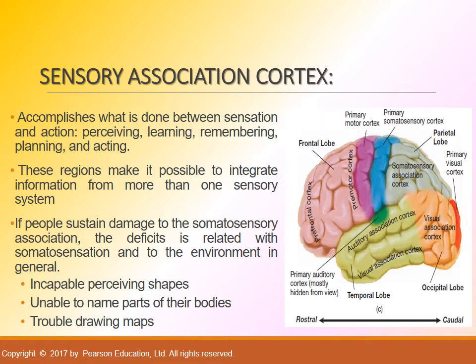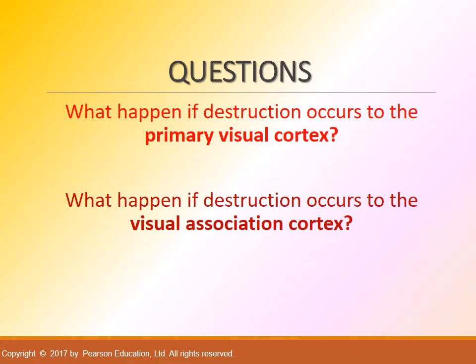Okay, so now I would like to test your understanding. What happens if destruction occurs to the primary visual cortex? And what is different if the destruction occurs to the visual association cortex but not in the primary visual cortex?